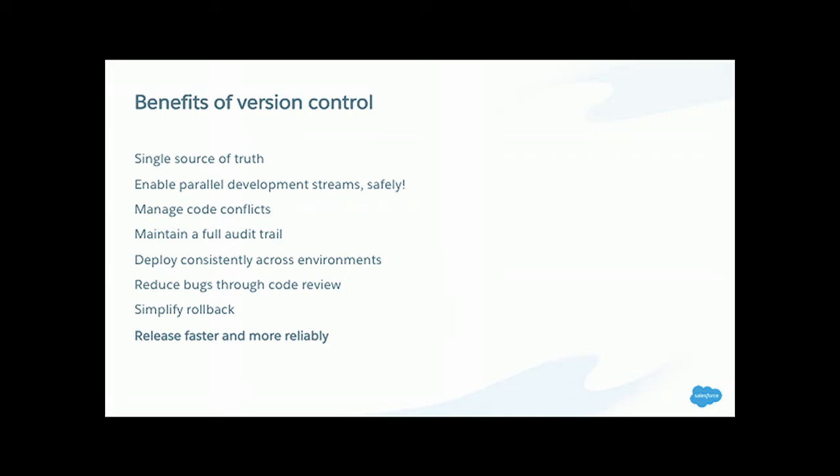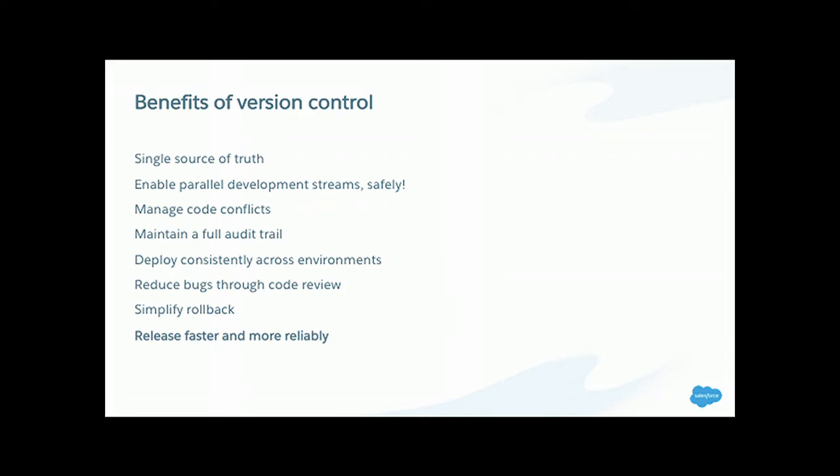It enables parallel development streams, and it does it safely. If you can do parallel development, lots of different ways if you like, you can use sandboxes and move changes around, but the source control system and version control systems were designed to allow people to create branches, work in isolation, and then flag up things like conflicts and help you resolve those.